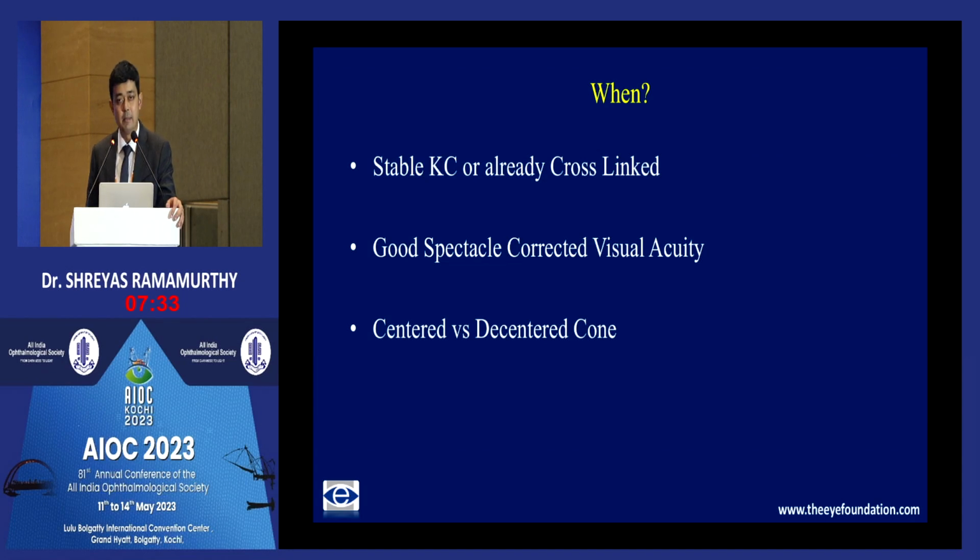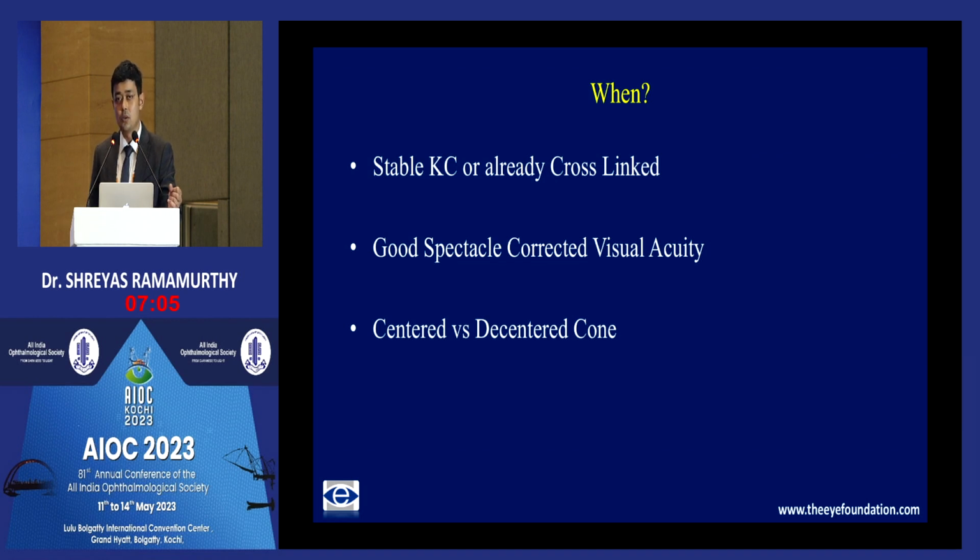So when stable keratoconus, because of age or already cross-linked, the patient should have good spectacle corrected visual acuity. If there is a single take-home point from this presentation, it is the fact that the patient should be happy with the quality of vision they have with their spectacles, whether it is a 6/6 or a 6/9 or a 6/9 partial or even a 6/12. If the patient is very happy with their spectacles, you can correct them with a phakic intraocular lens.